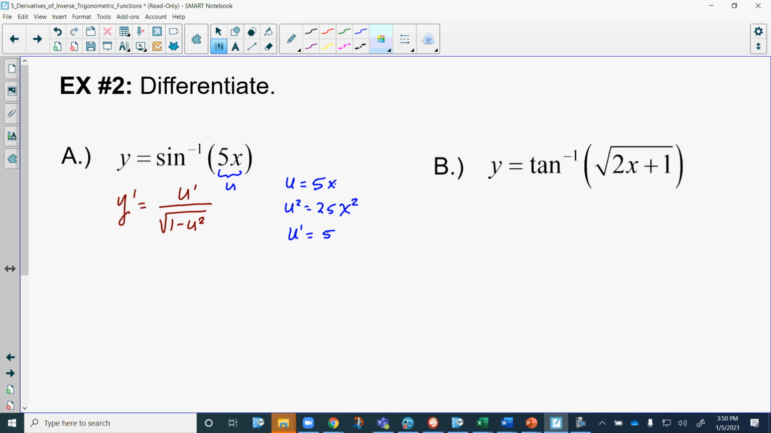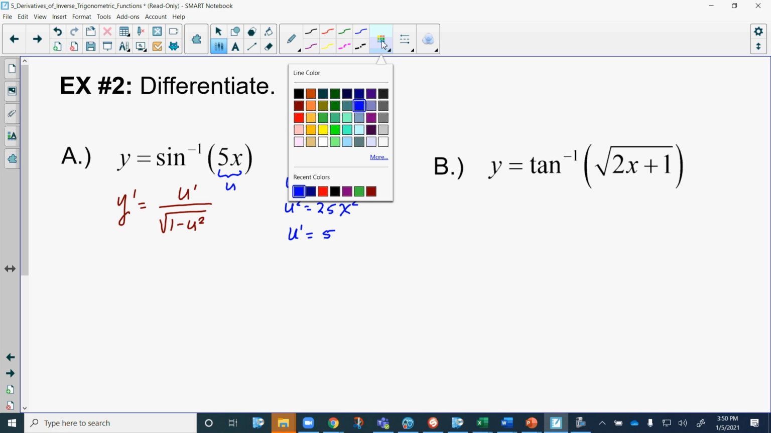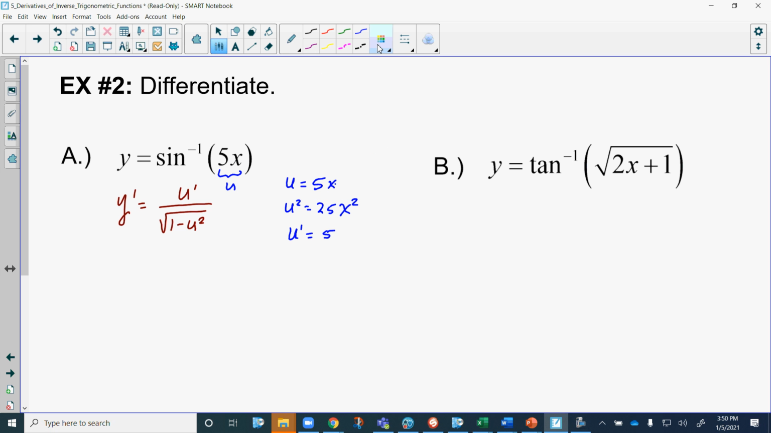By doing that little thing on the side in blue, it really simplifies how we're going to plug things in, because now it's just a matter of substitution. So I would say the derivative, y prime, is going to be equal to u prime, which in this case worked out to be 5, over the square root of 1 minus 25x squared. And there we go.